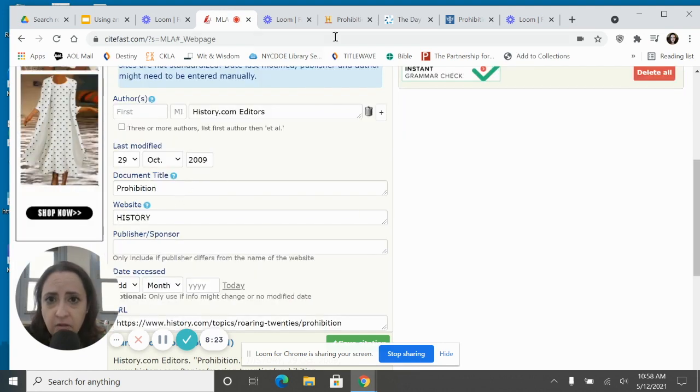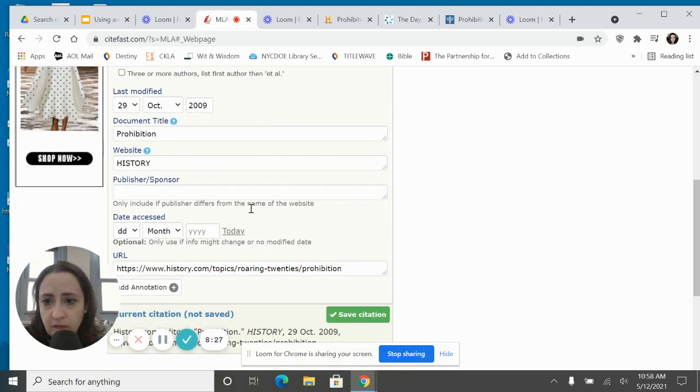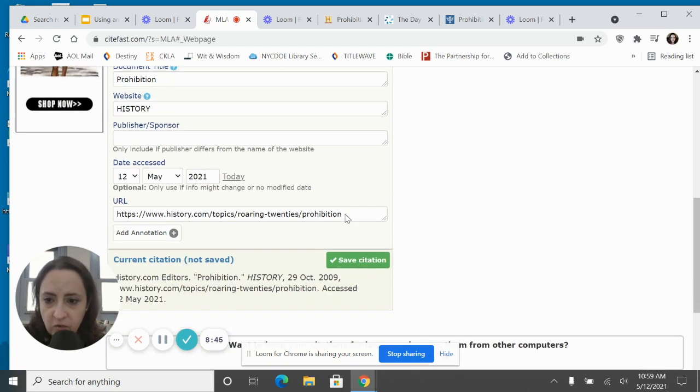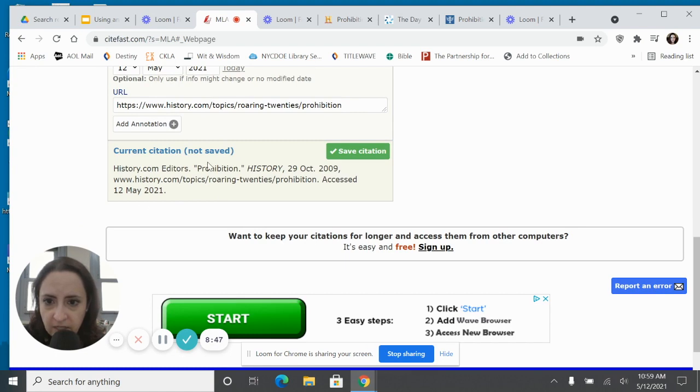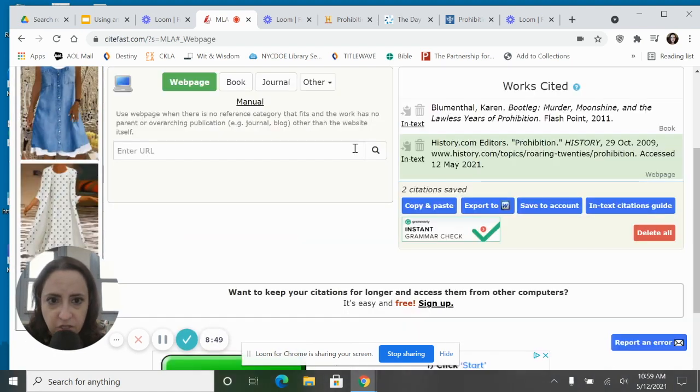The document title is correct. It's Prohibition. The website is history.com. And it says here, I only need to include the publisher's name if it's different from the website's name. In this case, it's the same. It is helpful. You're not required, but it is helpful to include the day you accessed it. So if it doesn't already put that in automatically, it has today, and there's the URL. So here's my citation right here. Save citation. And now it got moved over here.